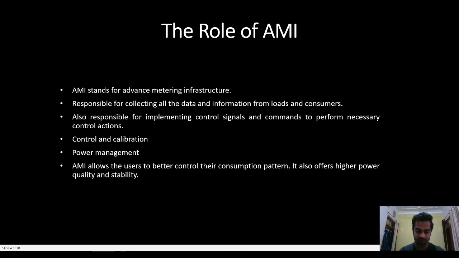The most important part is that AMI allows the user to better control their consumption pattern. It also offers higher power quality and stability.